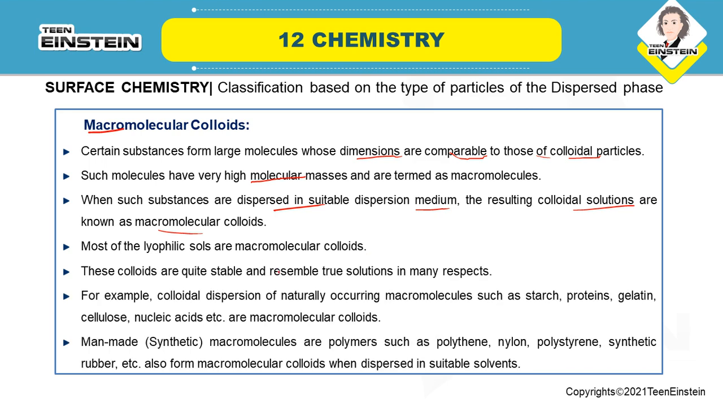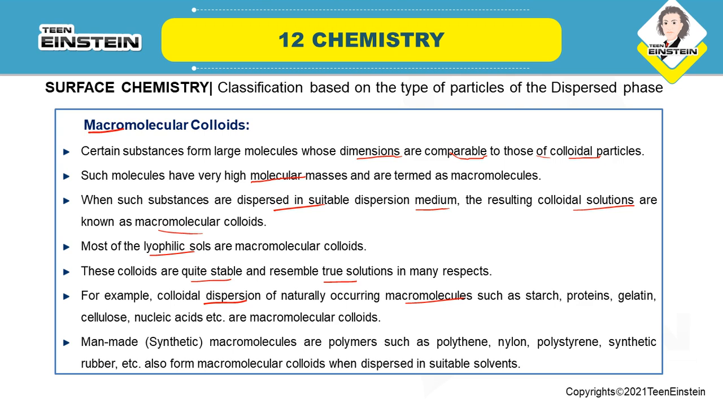These colloids are quite stable because it is lyophilic type, so obviously they will be stable, and there is some resemblance with the true solution in many respects, not in all respects, otherwise it will not be called colloid. Only in some respect there is some similarity or resemblance. For example, colloidal dispersion of naturally occurring macromolecules. Naturally occurring large molecules means starch, protein, gelatin, cellulose, nucleic acid, etc. So all are examples of macromolecular colloids.